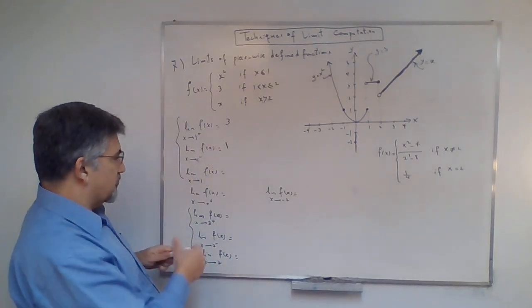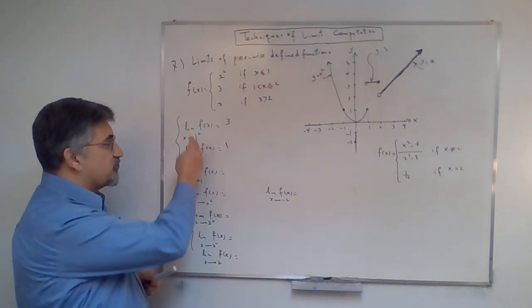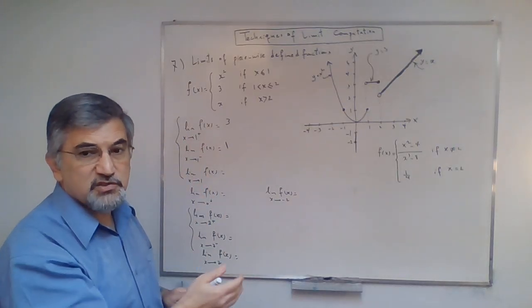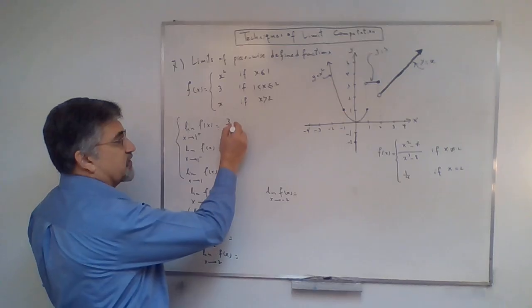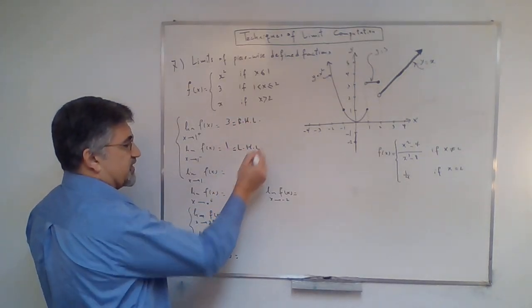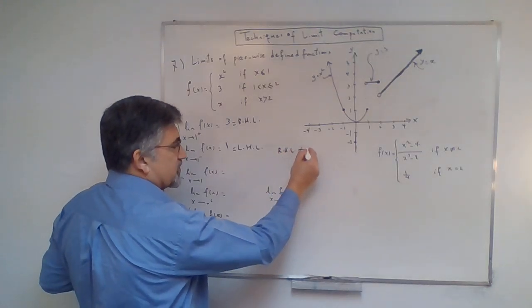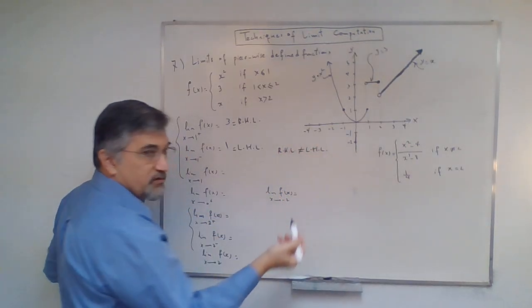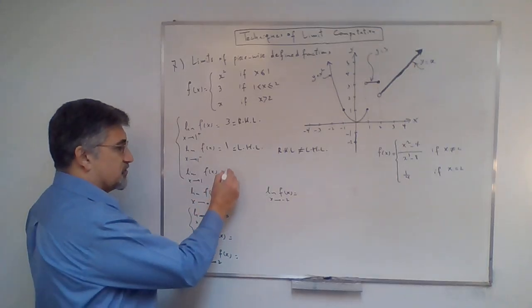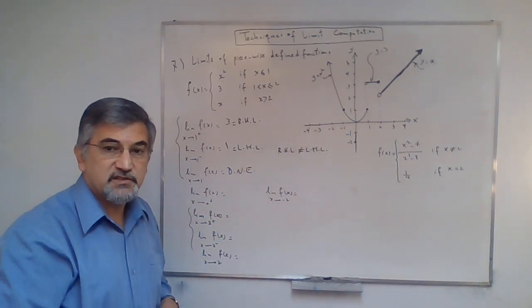In general, what is the limit of f of x when x approaches 1? Not necessarily from right side, or not necessarily from left side. Well, we're going to say this was the right-hand limit and this was the left-hand limit. So because the right-hand limit was not equal to the left-hand limit, therefore we say that this function does not have any limit. So the limit does not exist.